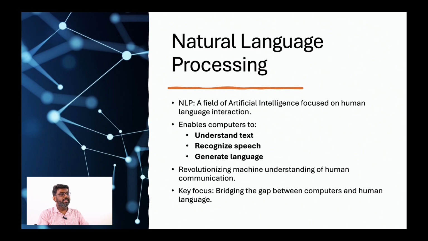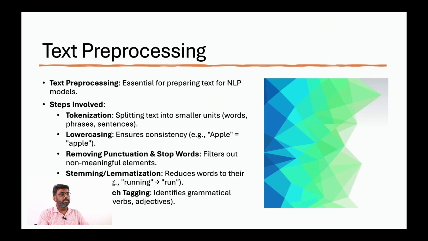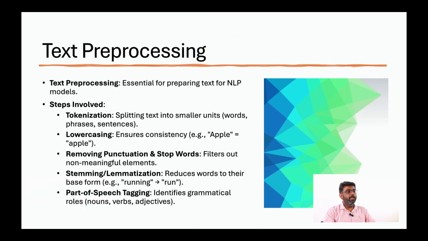Let's break down the key concepts. The first one is text pre-processing. Before NLP models can analyze or generate language, the text needs to be prepared. This is called text pre-processing. The first step is tokenization, where the text is split into smaller units: words, phrases, or sentences. Then we lowercase the text to ensure consistency. This means that Apple and apple are treated the same. We also remove punctuation and stop words, those common words like the or is that don't add much meaning.